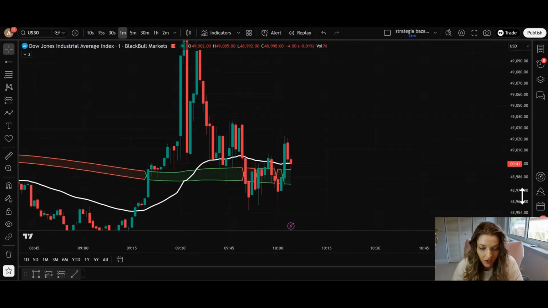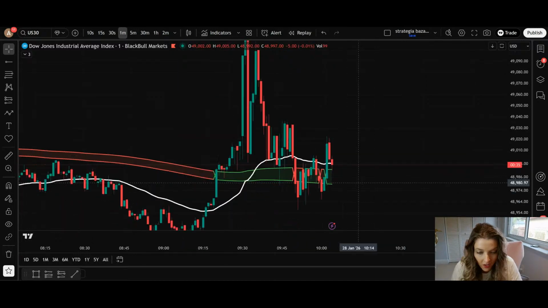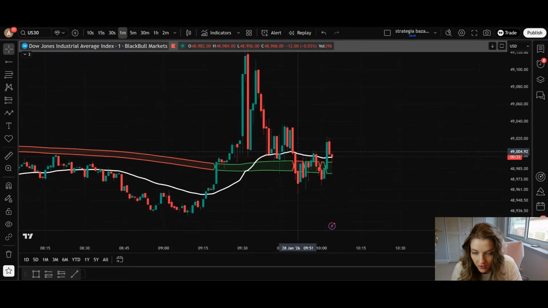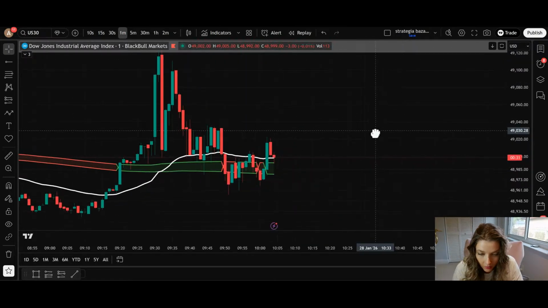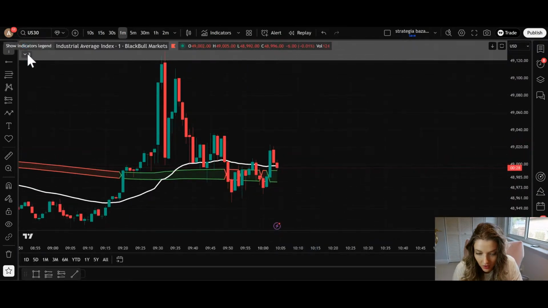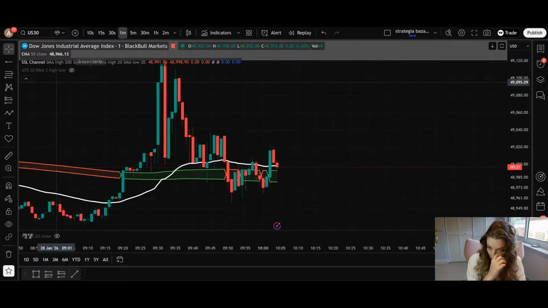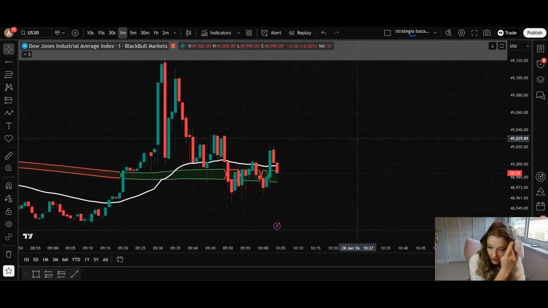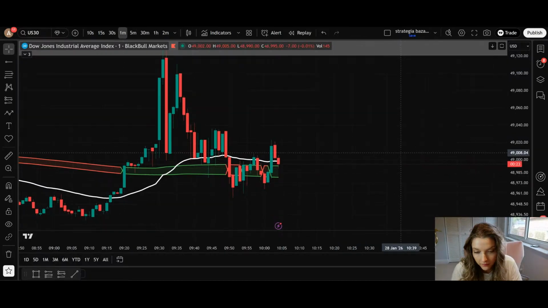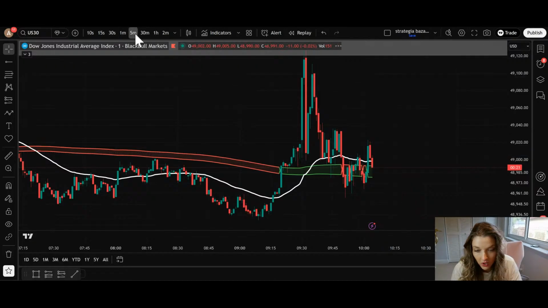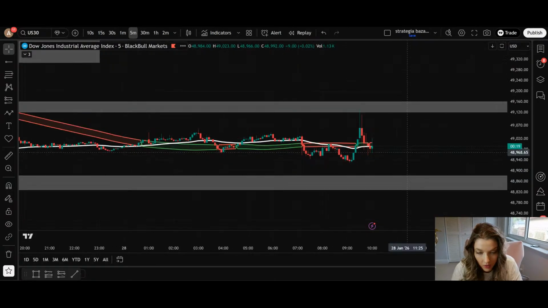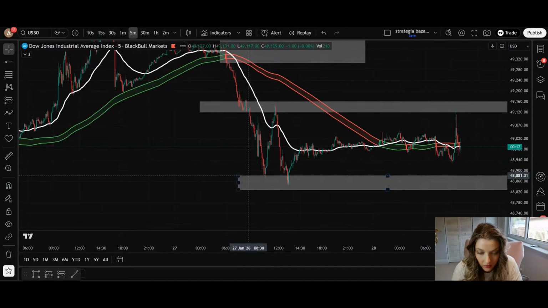What am I watching here? So I have here, okay, this is the SSL channel and EMA. I'm working on a strategy based on this, but we're not gonna trade based on this today. I just let it in. Let me just leave it in. I have here the areas that I mark on 5 minutes.